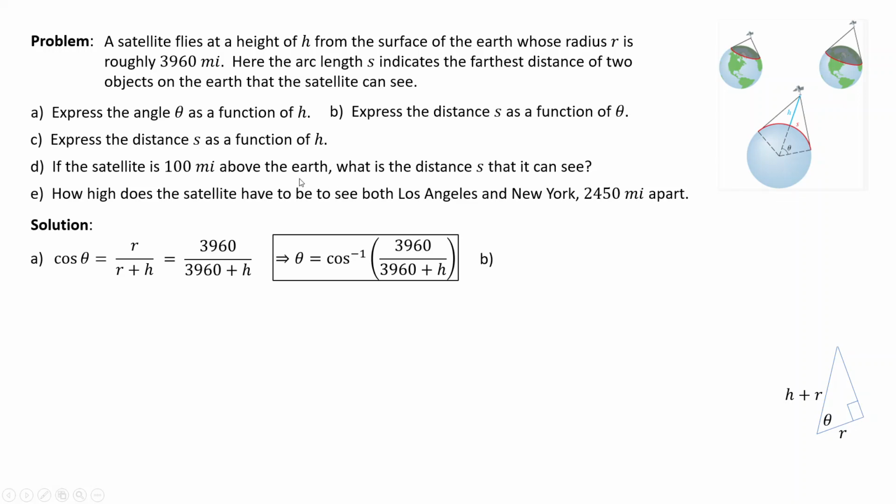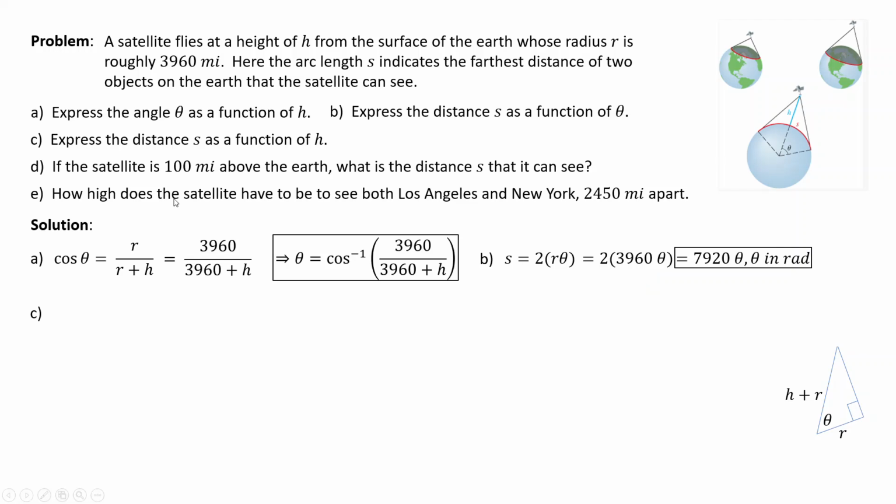So that's exactly what I'm doing here. S is equal to 2 times r theta, and r happens to be 3960. If we plug that in, we get 7920 theta, but theta obviously must be measured in radian. So we know the maximum distance in terms of angle theta is 7920 theta if the satellite is flying at a height of h. Okay, all right.